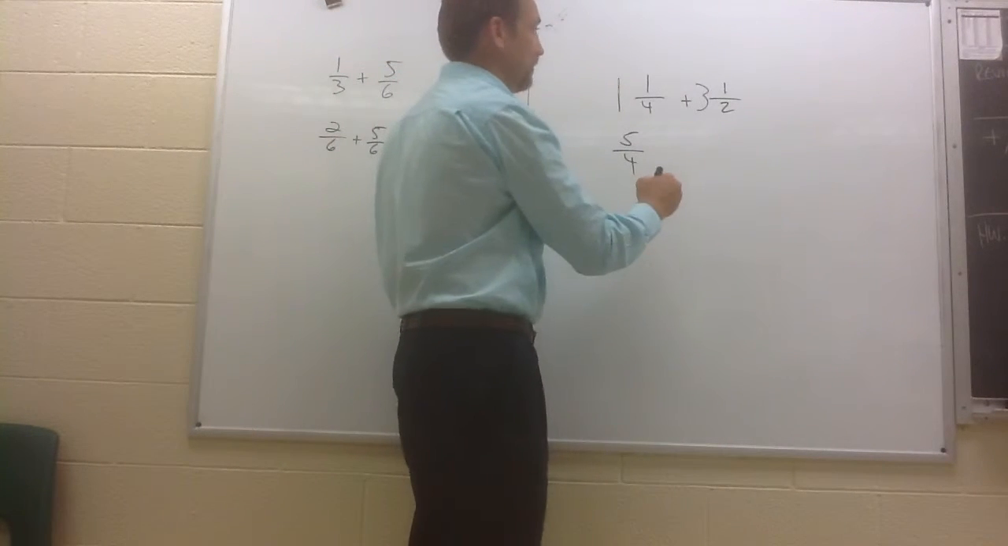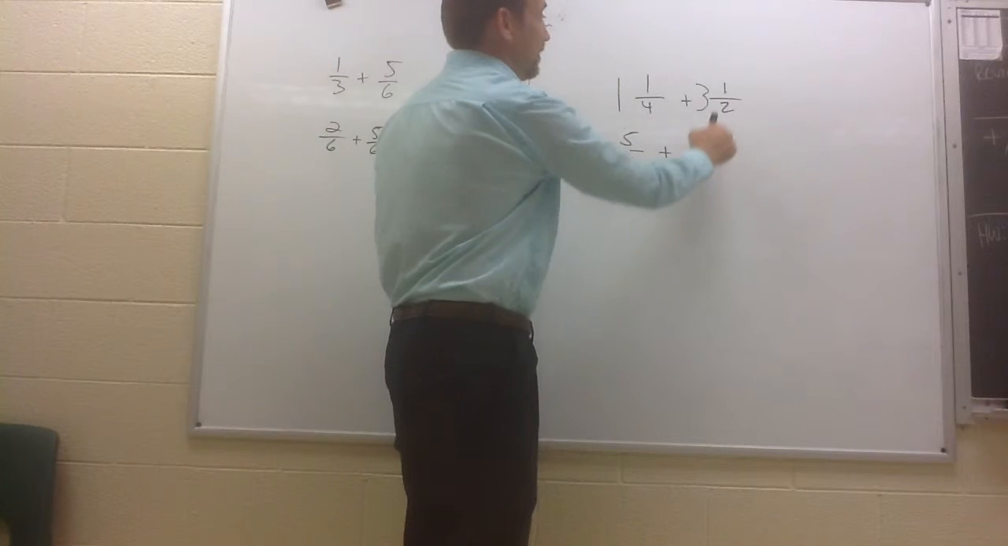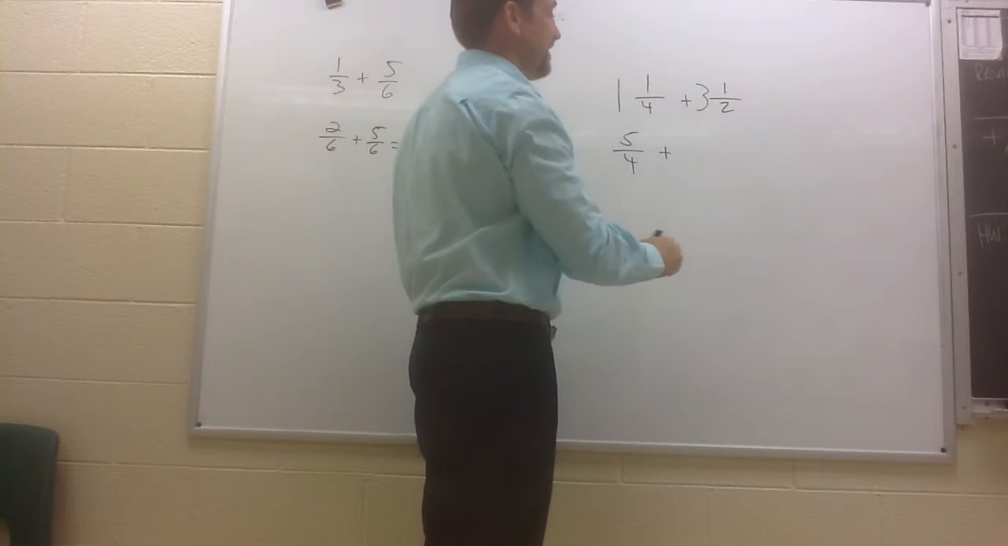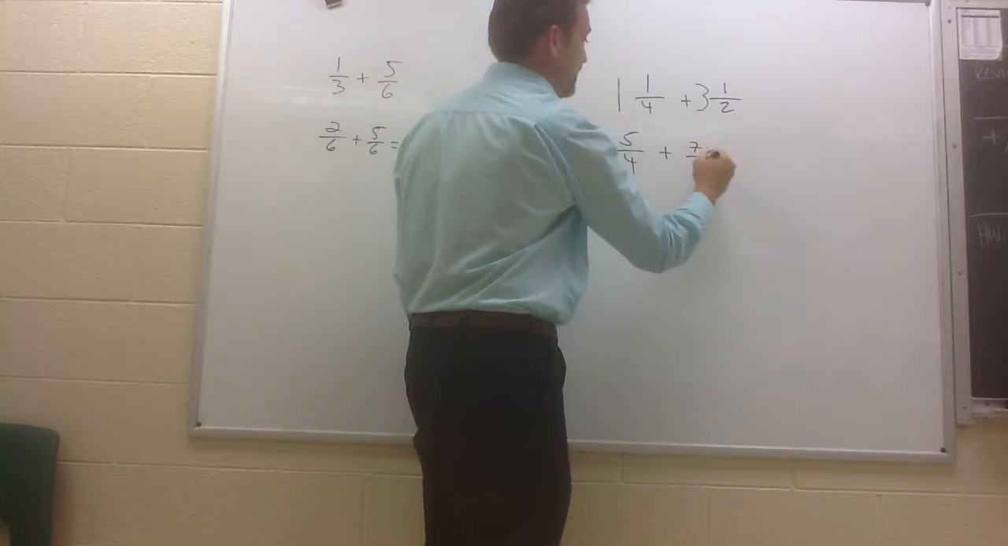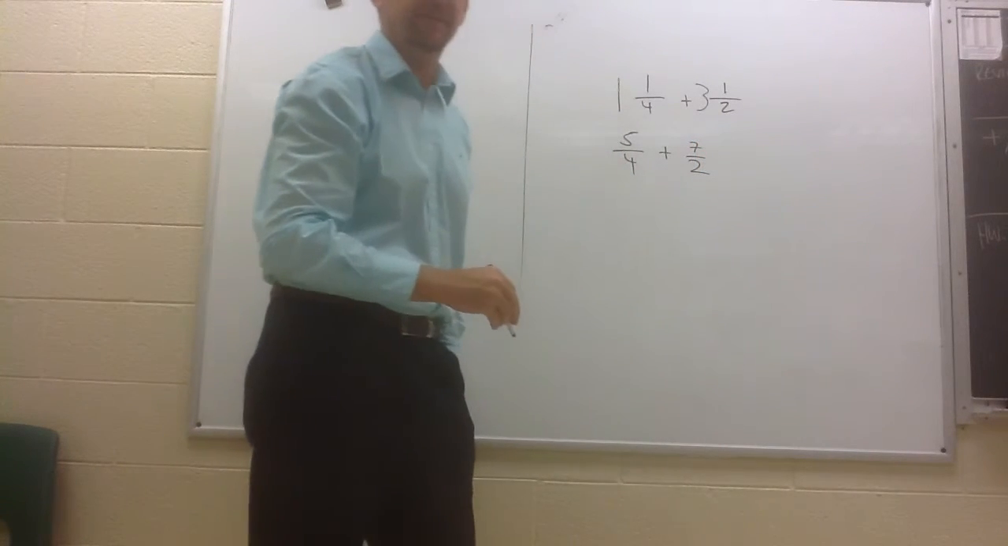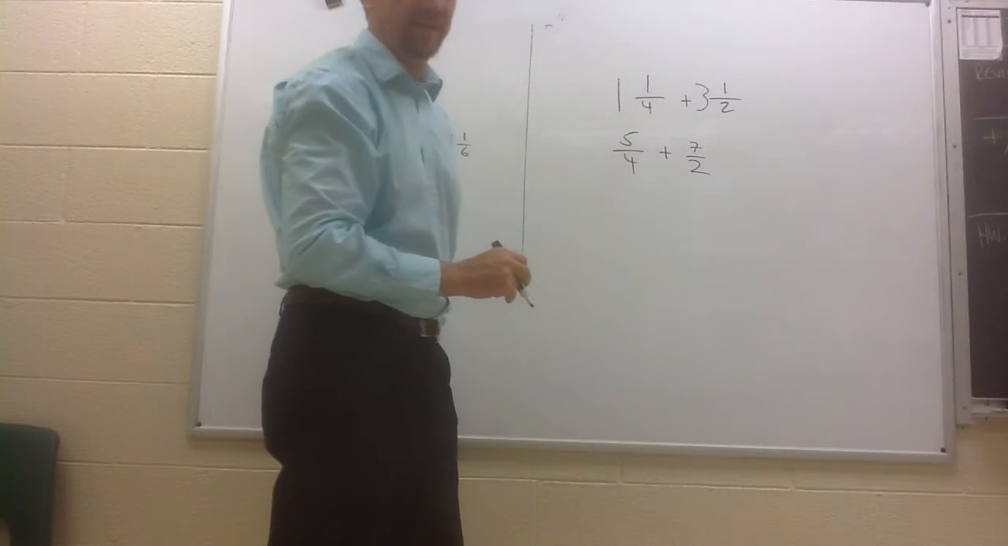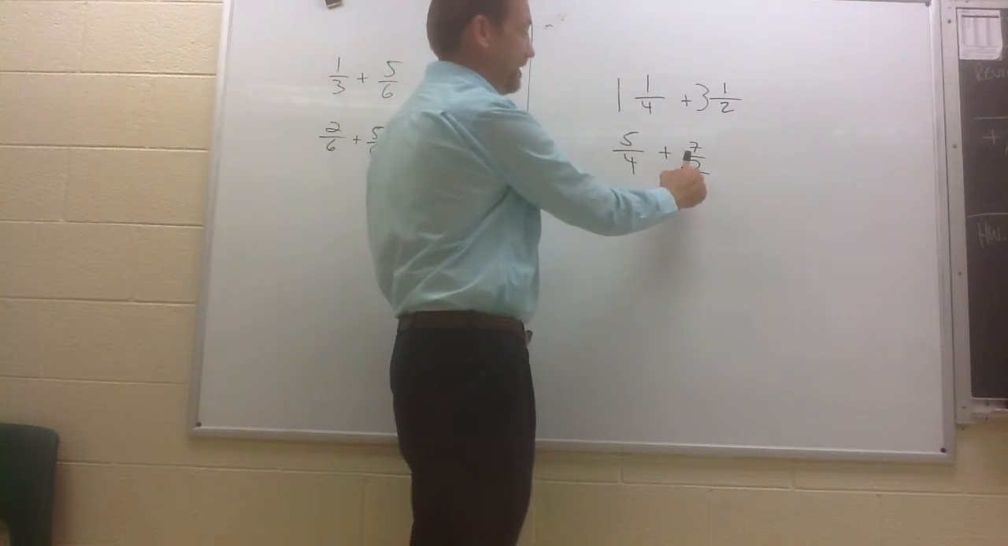Let's do the same thing with 3 1/2. 2 times 3 is 6. 6 plus 1 is 7. 3 1/2 can be written as 7/2. Now, just like before, we have fractions that do not have a common denominator. So we're going to rename this one.